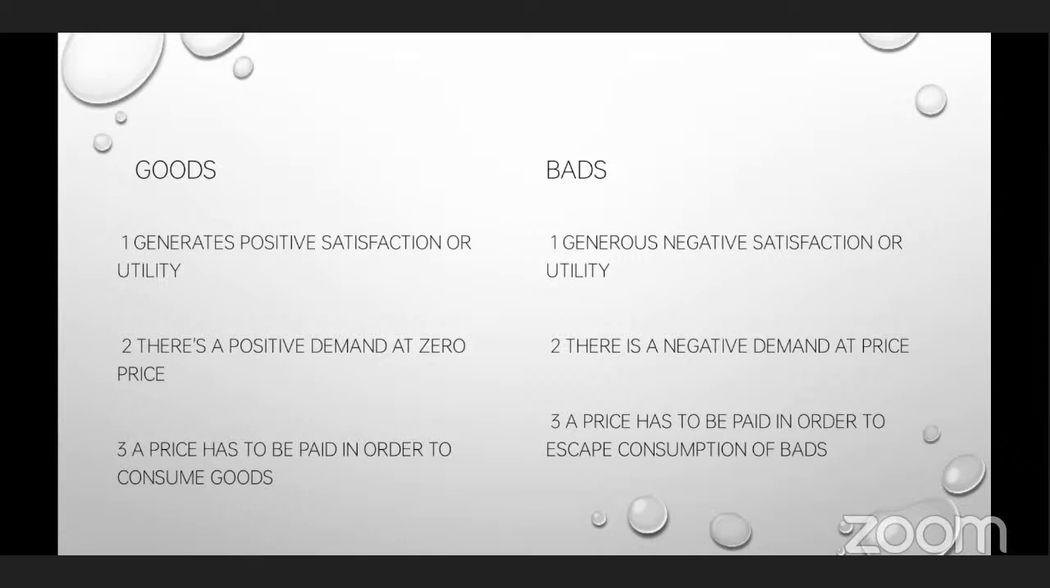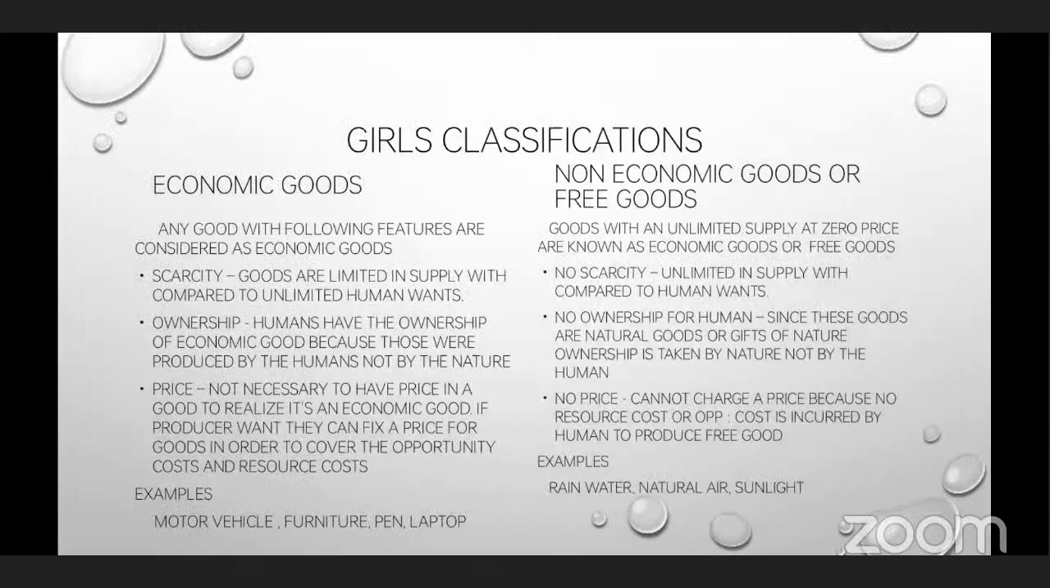Okay, let's move to the next slide. We will classify goods into economic goods and non-economic or free goods. We will see what economic goods are, and what their features are. First one is scarcity. Goods are limited in supply compared to unlimited human wants. Second one, ownership. Humans have ownership of economic goods because they were produced by humans, not by nature; man-made things. Third one, price.